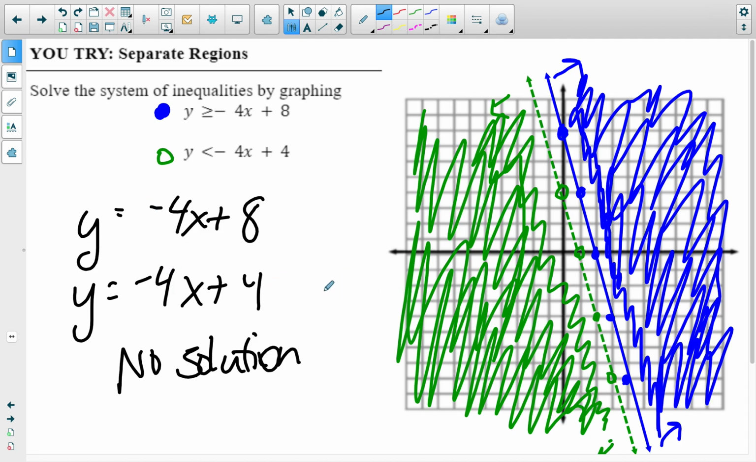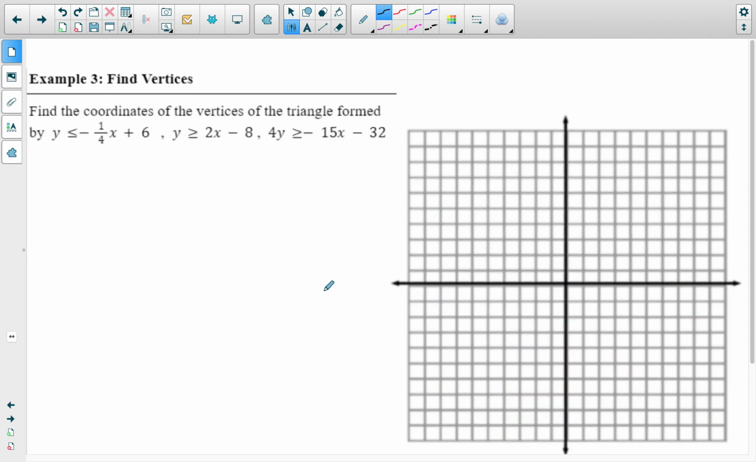Okay. All right, I'm going to create a separate video for this problem so that I don't run too long. Take a look at practicing your systems of inequalities, and the next video is going to have using inequalities to find vertices.